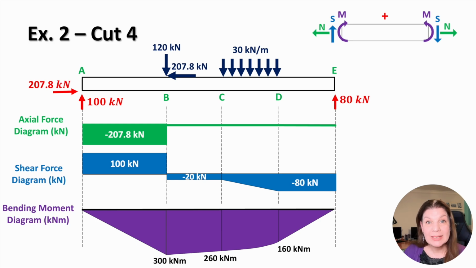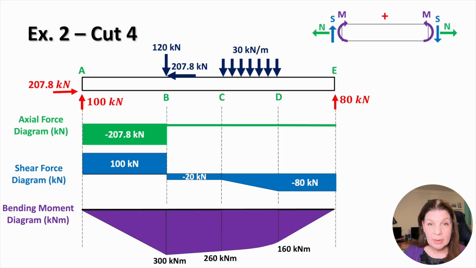Starting with the axial force, we see that it's constant and compressive between A and B due to the horizontal component of the inclined load. After point B, the axial force reduces to 0 and remains 0 for the rest of the beam. For the shear force, we again observe step changes at the point loads. At point B, the shear drops from 100 kilonewtons to minus 20 kilonewtons, and in the region with the uniformly distributed load, the shear force varies linearly, decreasing from minus 20 kilonewtons at C to minus 80 kilonewtons at D. At support E, the reaction brings the shear force back to 0, completing the diagram.